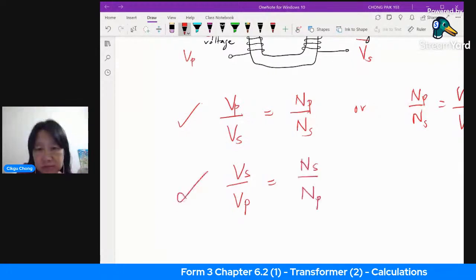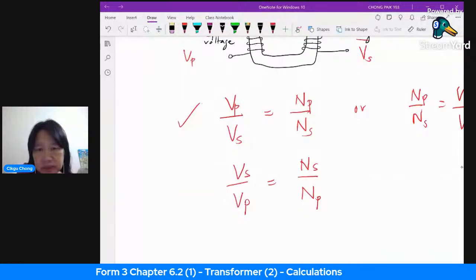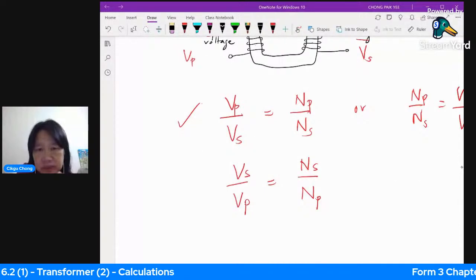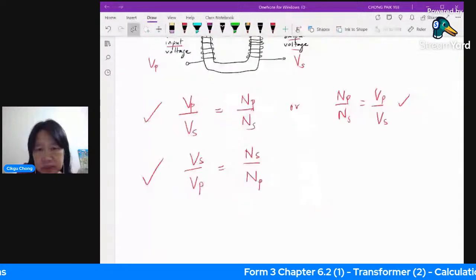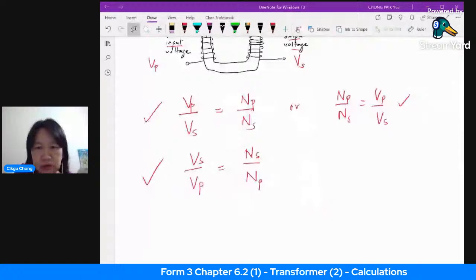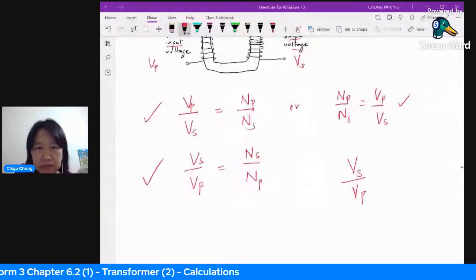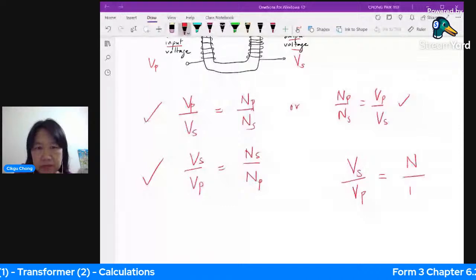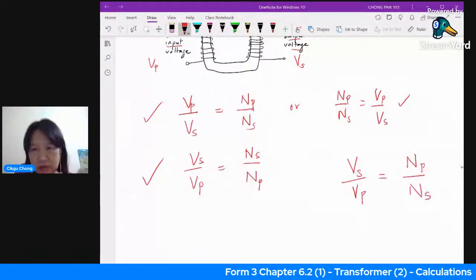This is also correct. But what you do not do is this: you put your V with P at the top and S at the bottom, then over here your N over N, with your S on top and P at the bottom. This is incorrect.